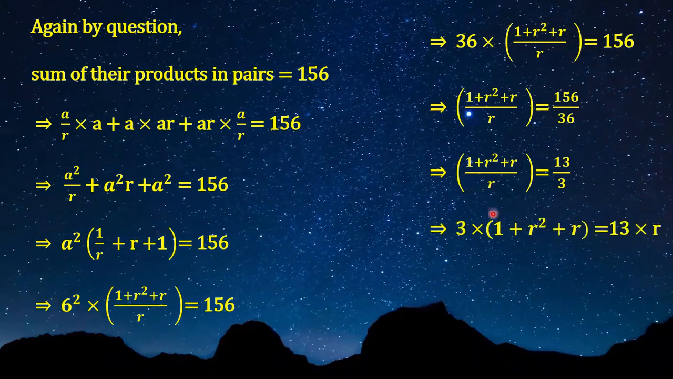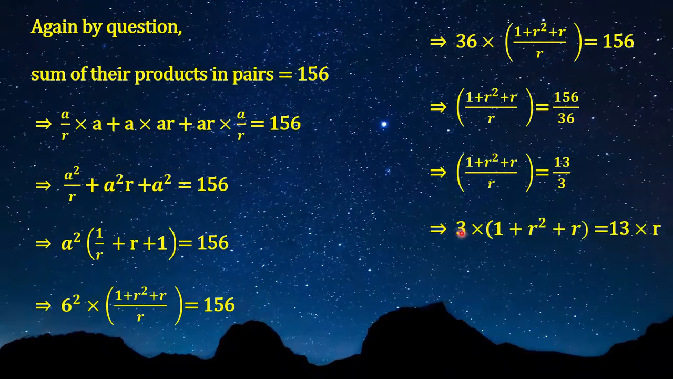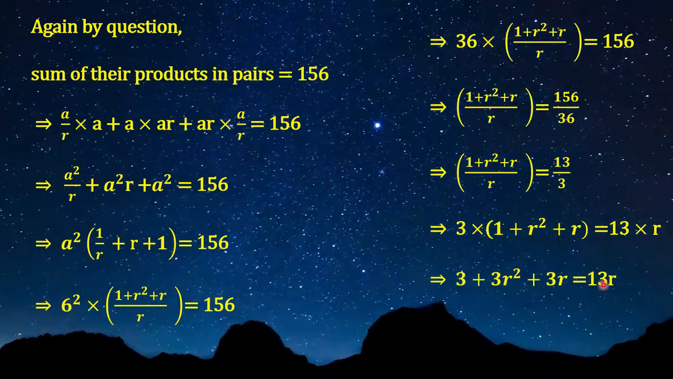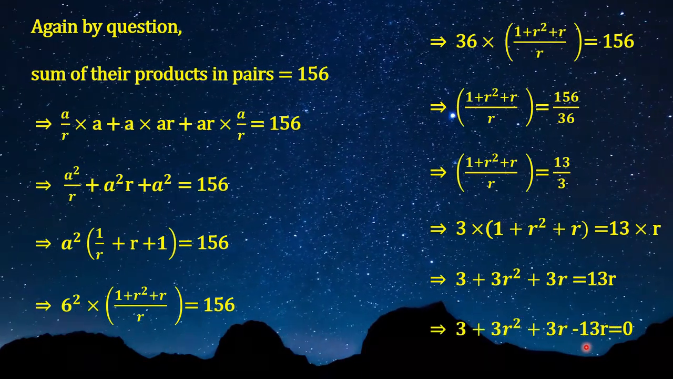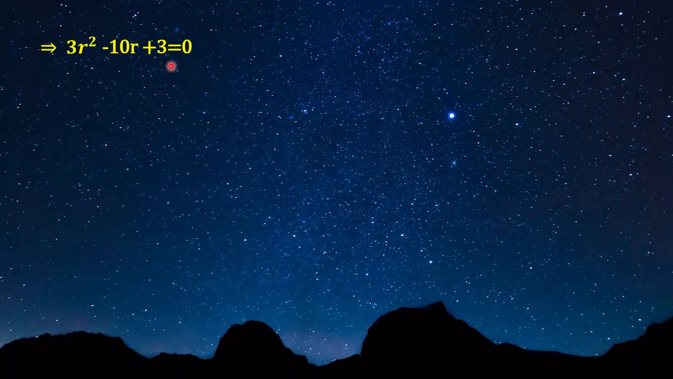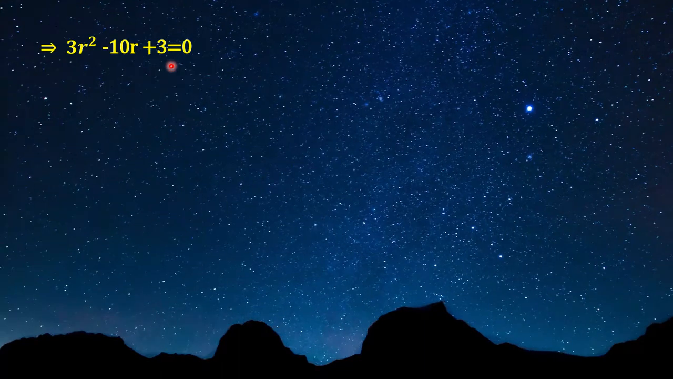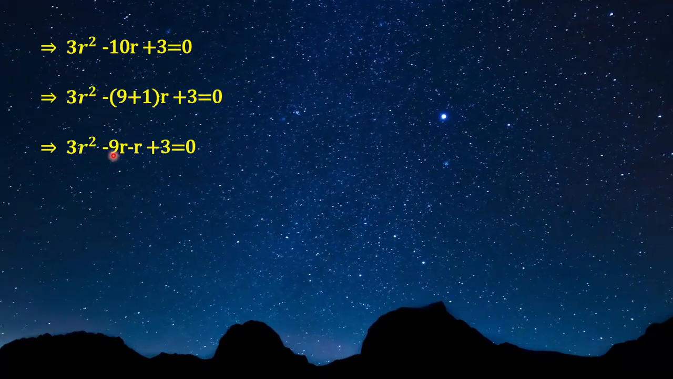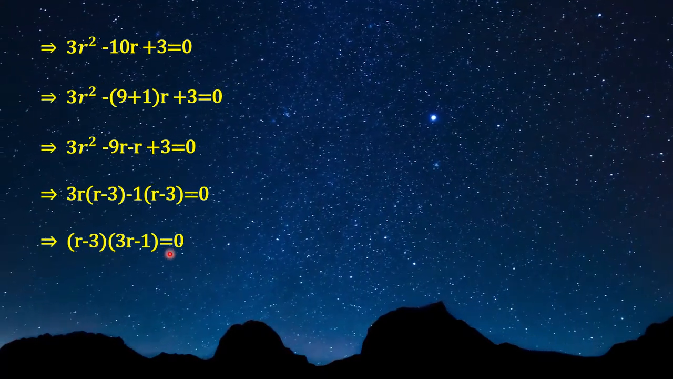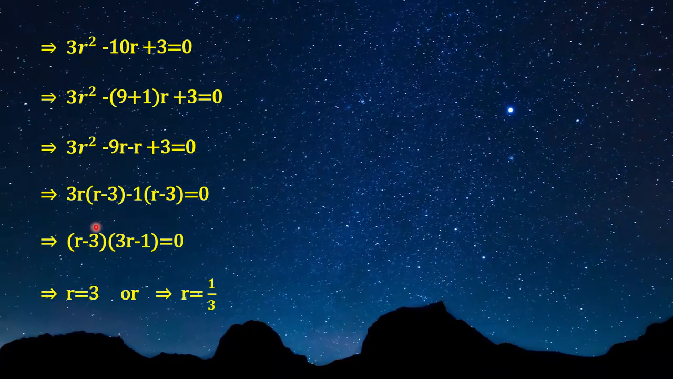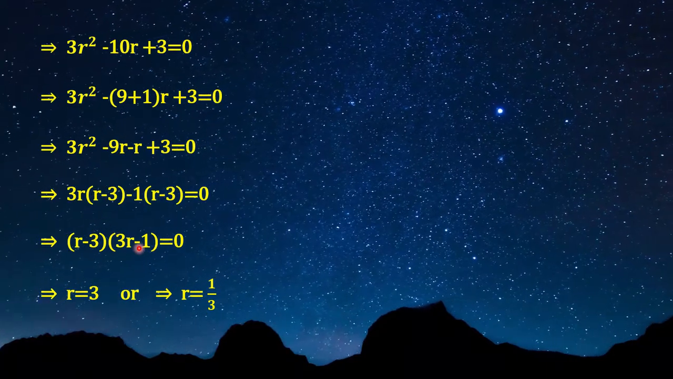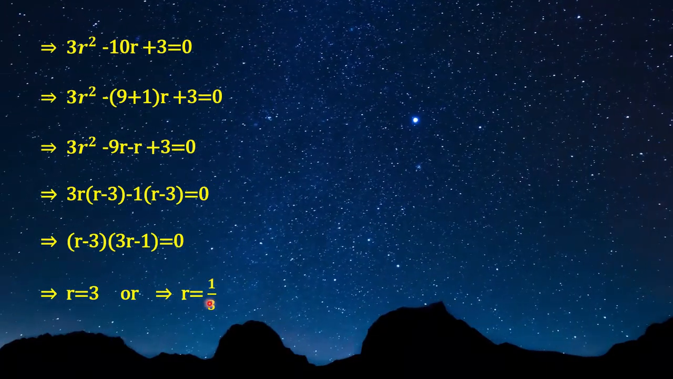Now let's do cross multiplication to get this line. This 3 will multiply all these 3 terms to get this one. Now let's bring this 13r to the left hand side. Now we will simplify this one to get this line. After this we need to factorize. So on factorization we are going to get these steps. And ultimately, we are getting (r minus 3)(3r minus 1) equal to 0. It means either r minus 3 equal to 0, which will give r is equal to 3, or 3r minus 1 equal to 0 will give r is equal to 1 by 3.